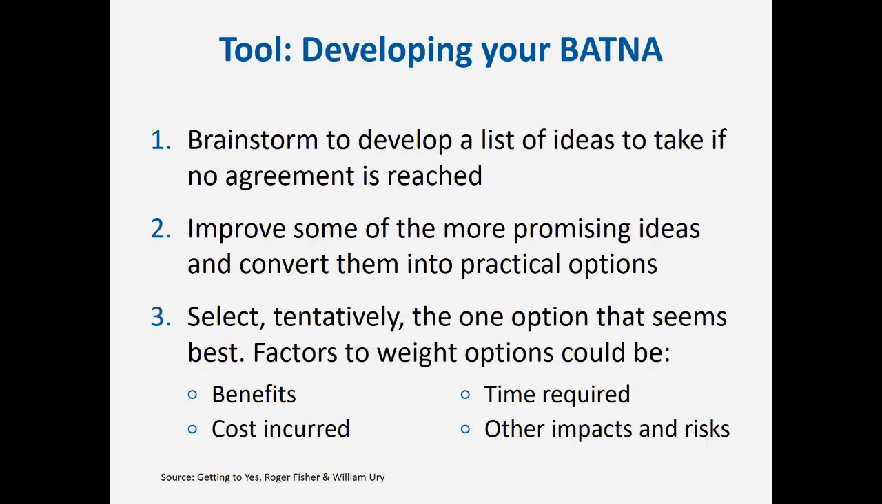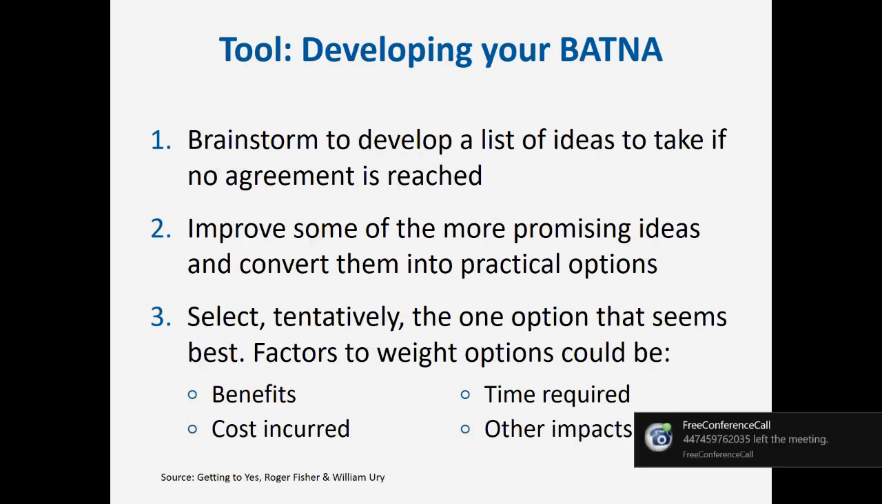So how do you do this? You brainstorm to develop a list of ideas to take if no agreement is reached. And then once you have brainstormed, you take some of the promising ideas and convert them into practical options. And then you weigh your options to pick your best alternative based on benefits, time, cost, or other impacts and risks.